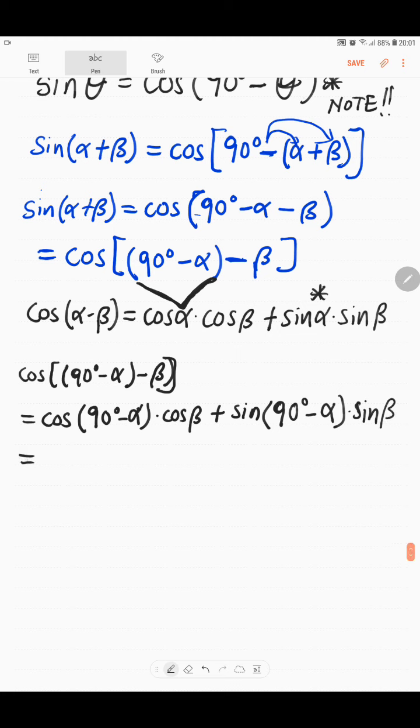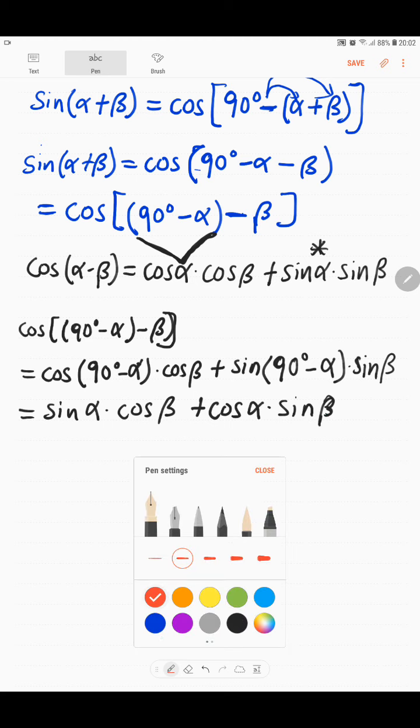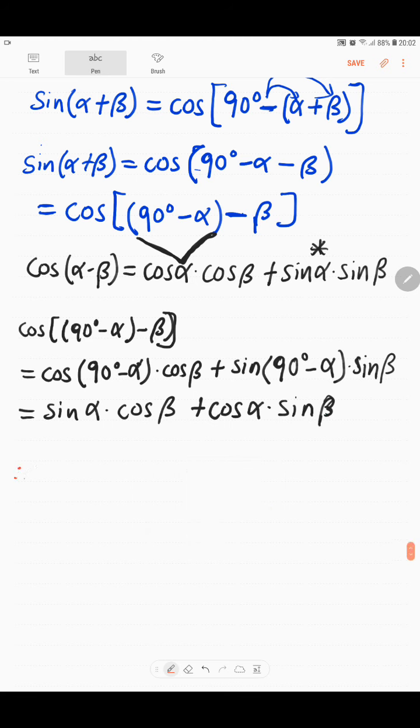And now these are interchangeable. Now this cos 90 minus alpha will become its co-function, which is sine alpha by cos beta plus, now this sine 90 minus alpha then becomes cos alpha, its co-function in the first quadrant. And so the sine beta does not change at all.